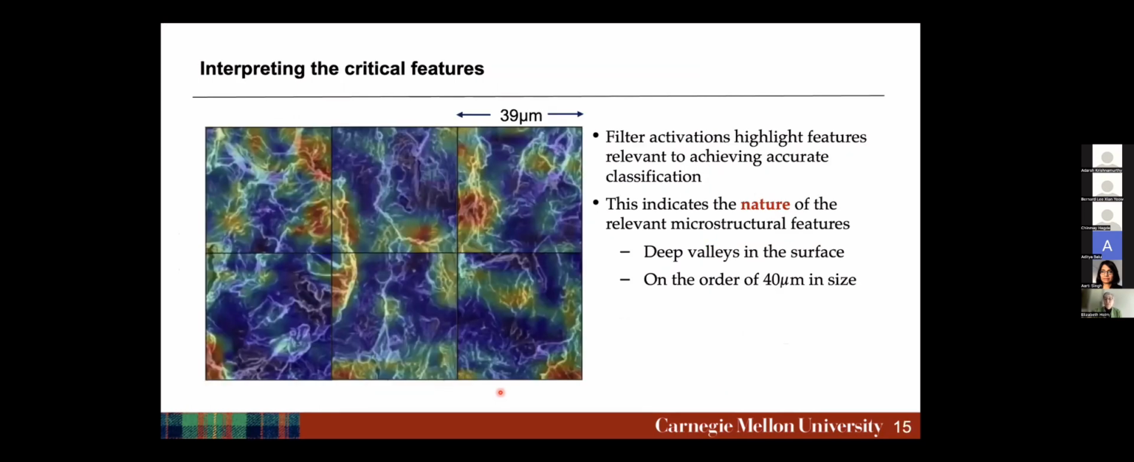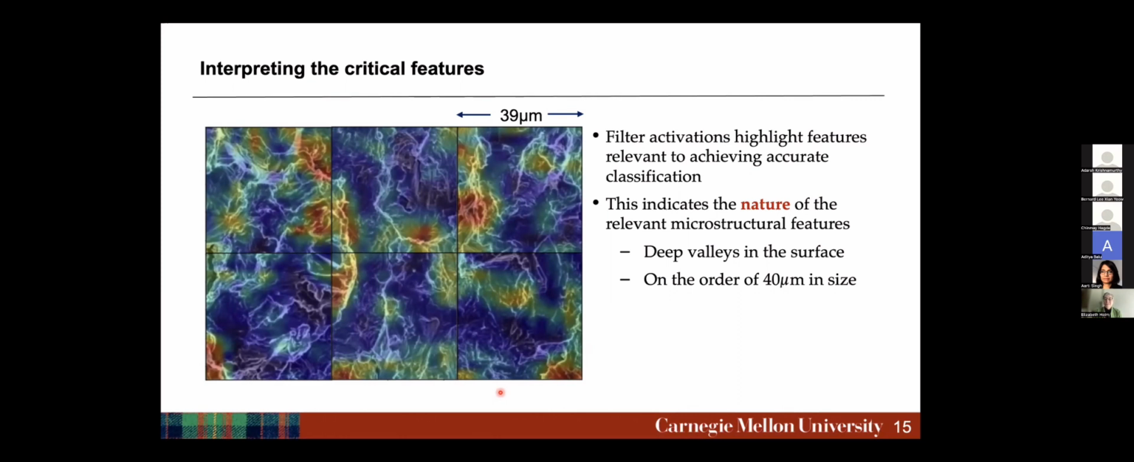And in fact, we can do filter activations to highlight what are the important features that are being tuned in upon by the machine learning algorithm. And that gives us an idea, first of all, of what those important features are. In this case, it's deep valleys in the fracture surface. And second, it gives us an idea of the length scale, which in this case is on the order of 40 microns or slightly less.